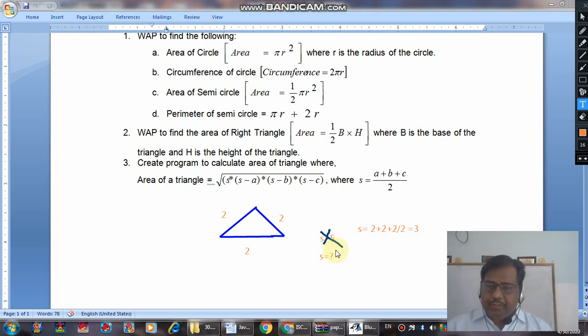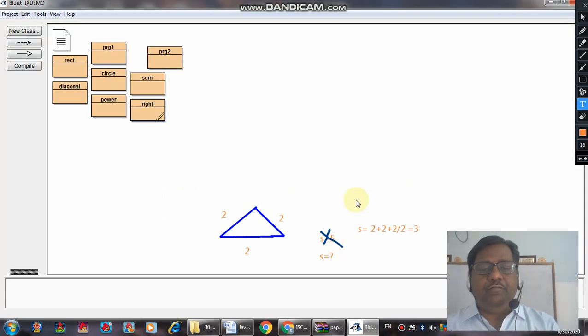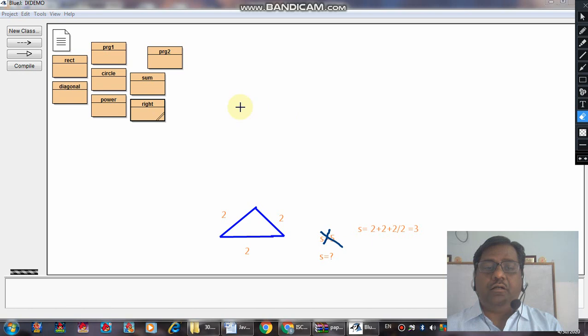The first thing you are supposed to do is analyze the program. You will take 3 values as side A, side B, side C. Then you will calculate s, which is (a plus b plus c) divided by 2. Once these values are there, then you will calculate the area. Let's see how to proceed in the programming section. We will create a new program.